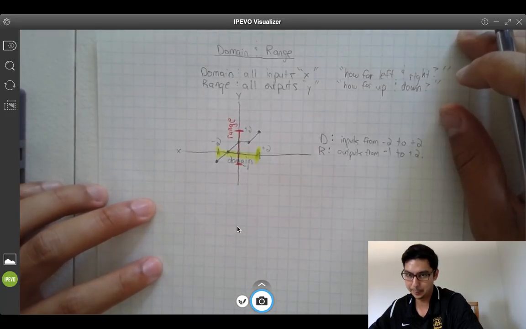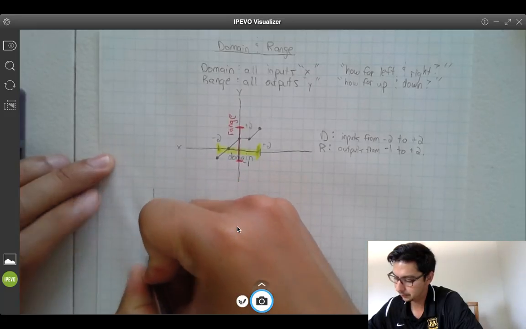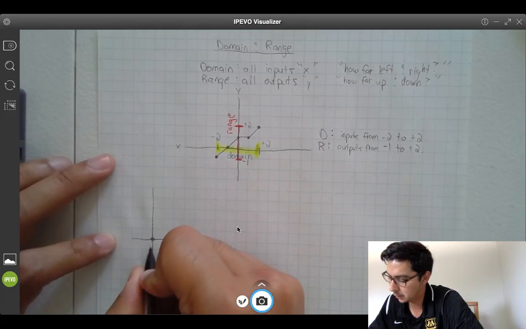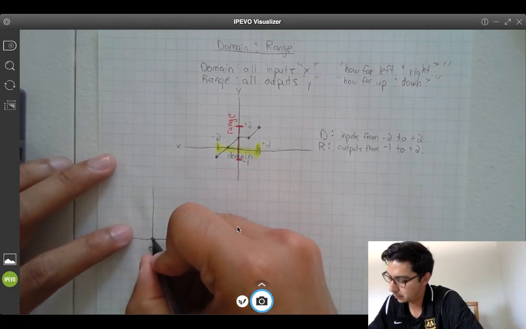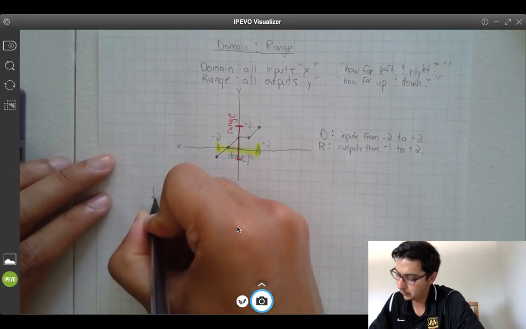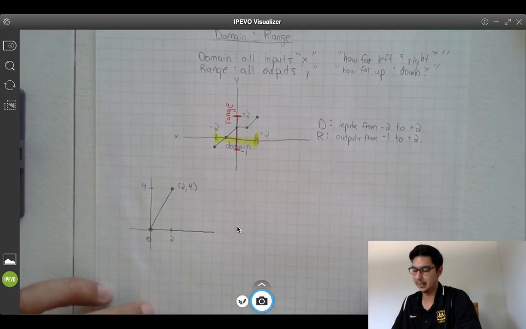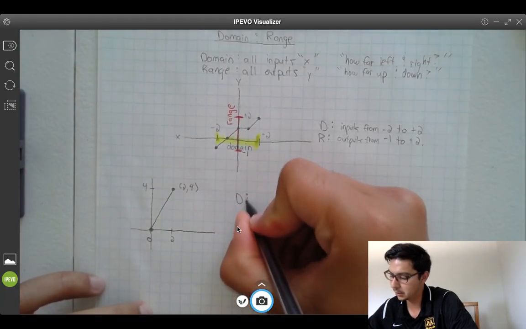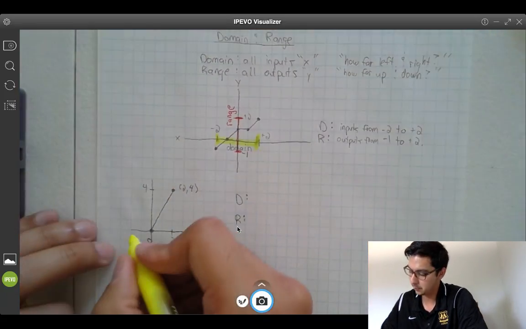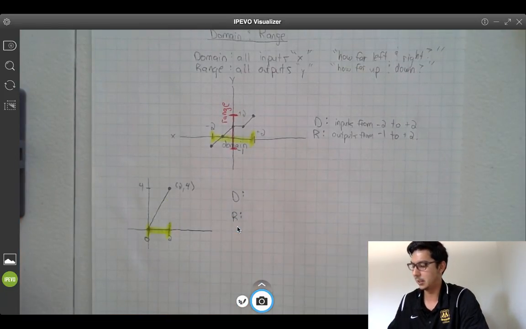Okay. Now, let's do another example, and I'm going to show you a common mistake people make. So let's say I look at a graph, and we'll go from 0, and the graph will go up like so. And that's the point 2, 4. And I asked you, what's the domain and what's the range? So again, remember, domain is left and right. So it's going to be here to here. That's your domain.